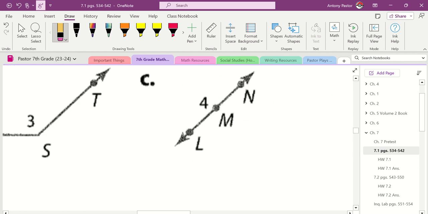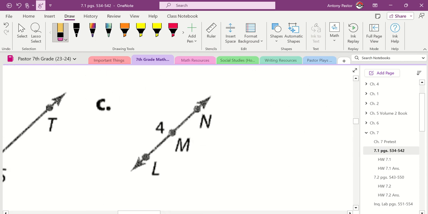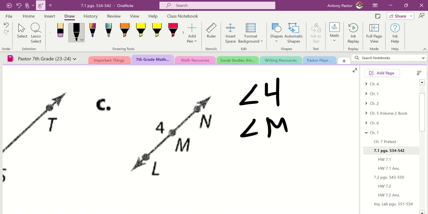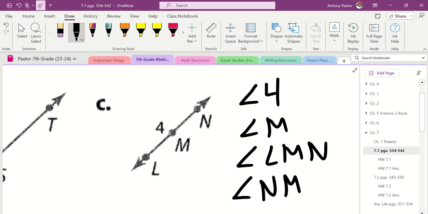Example C. If you already answered, don't answer. Okay, straight off, we're going to do names. Let's go, Jason. Angle 4. Other hands. Say that again. Angle M, yeah. Zorawar. LMN. Rowan, you answered the last one. Forrest. Say that one more time. There you go. Angle NML.